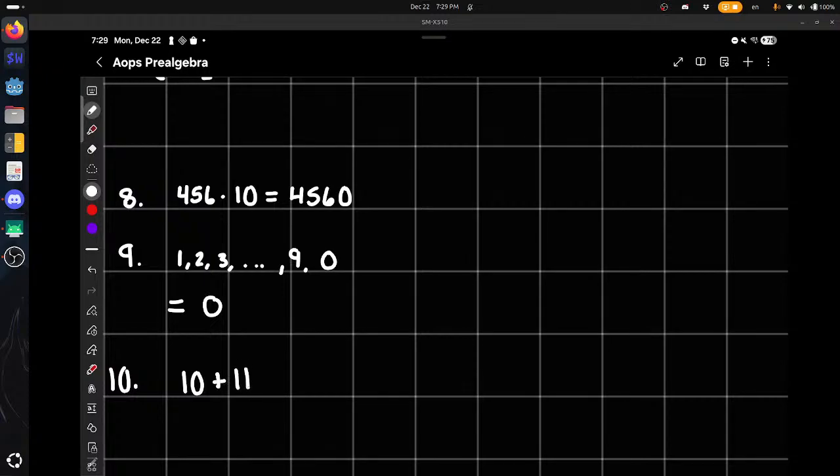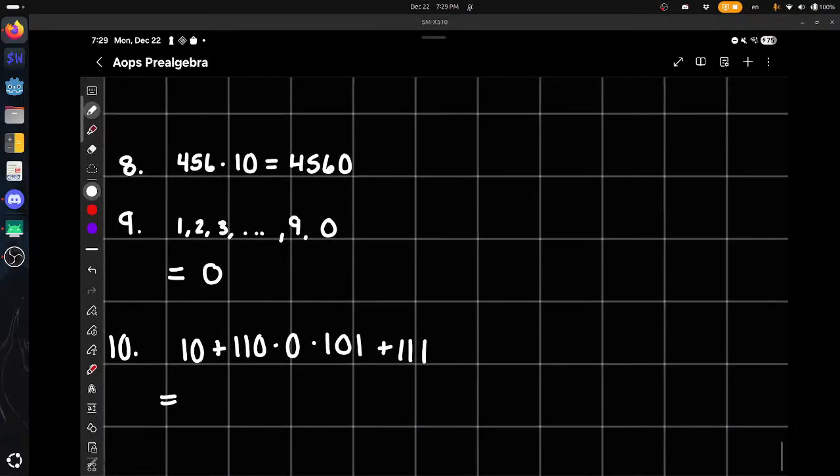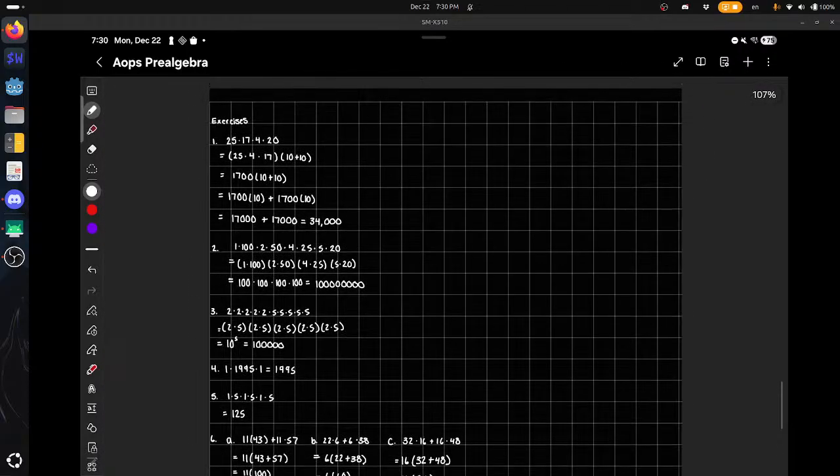10 plus 110 times 0 times 101 plus 11, or 111. Okay, let's focus on this part first. Oh Lord. We know that answer is just 0, so there's no point of writing this. Like that, and then this answer would just be 1, 2, 1. Okay, now let's check our answers. Make sure we're right.